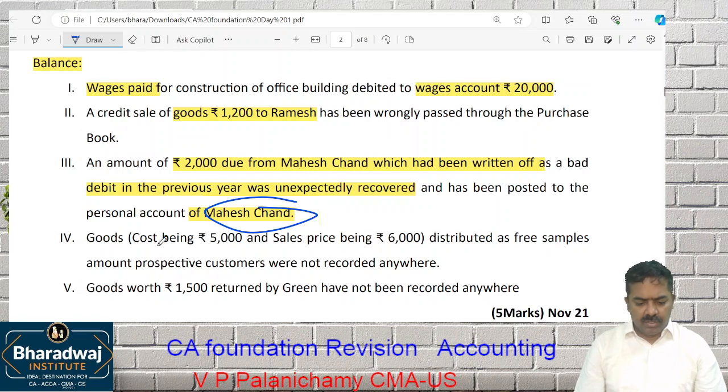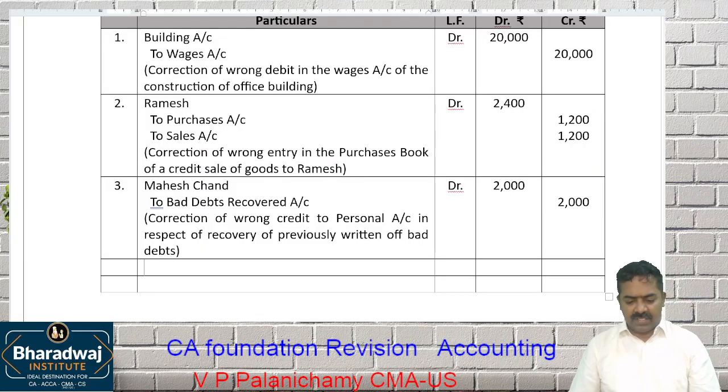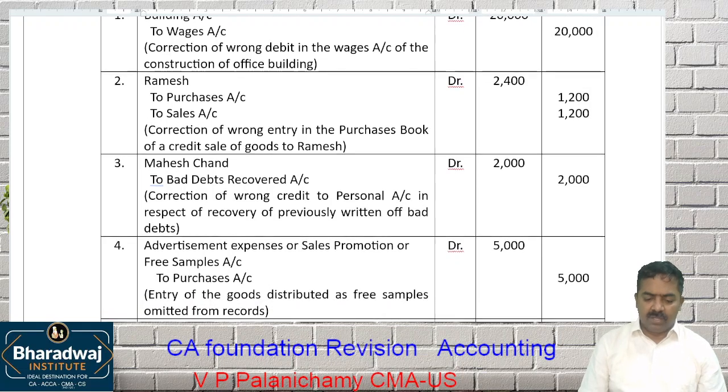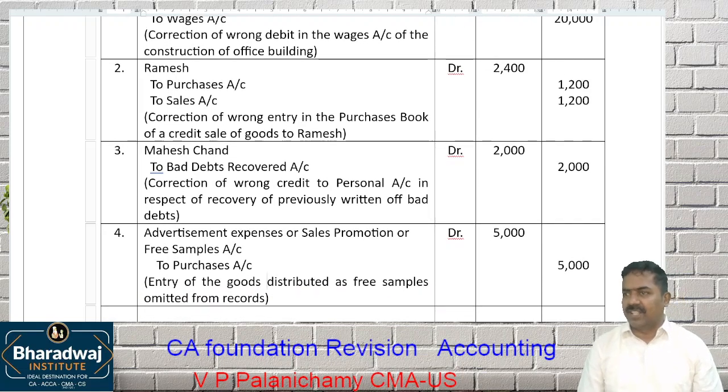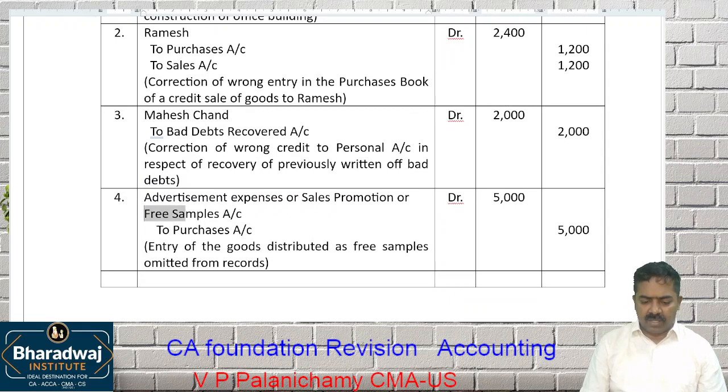Next, goods costing 5,000, selling price 6,000, distributed as free sample, not recorded anywhere. When goods are given as samples, it is part of advertisement expense. Advertisement expense would come in the P&L account. So advertisement expenses account debit, credit to which account? Purchases account. It should be adjusted with the purchase cost of the goods. Don't take the selling price. We are not selling the goods. We are giving it as a free sample. You can put a free sample account or advertisement account. Anything is okay.